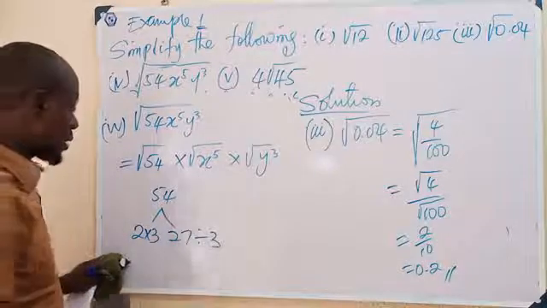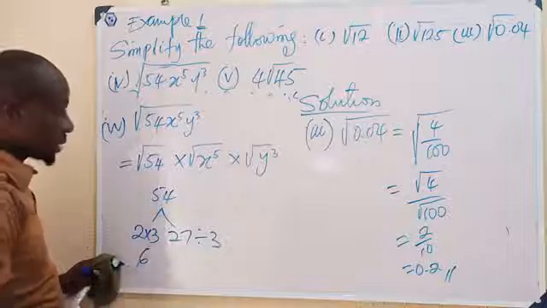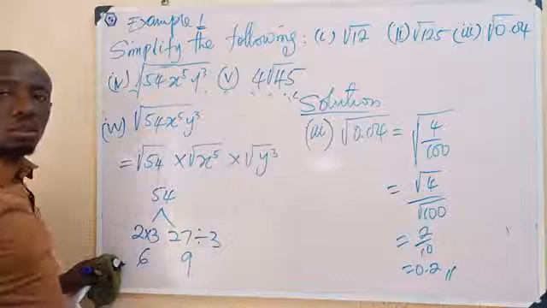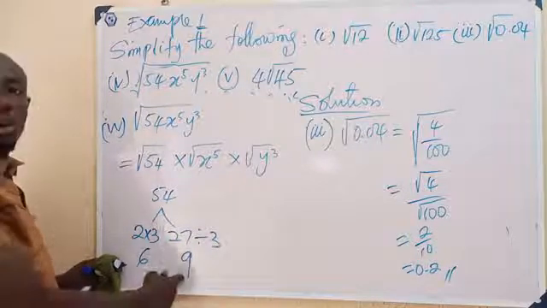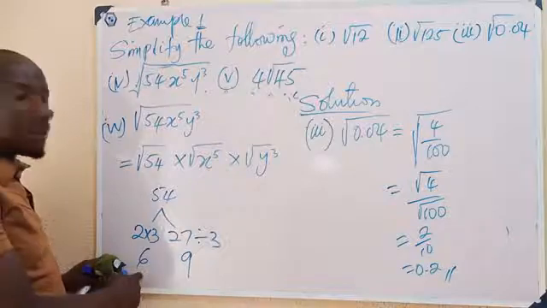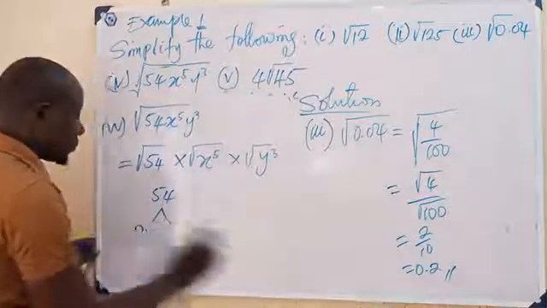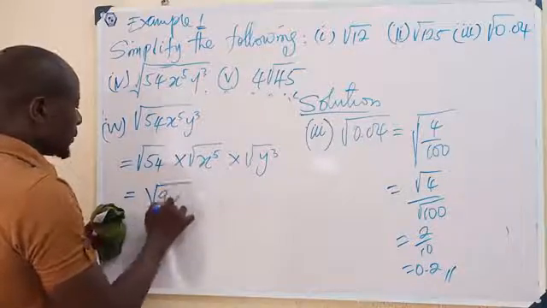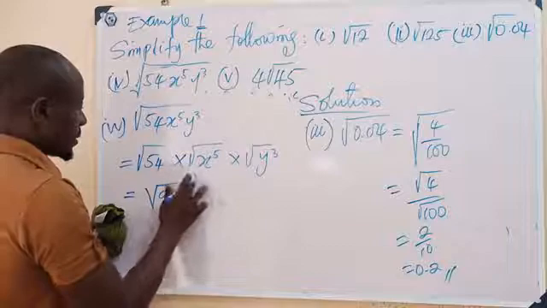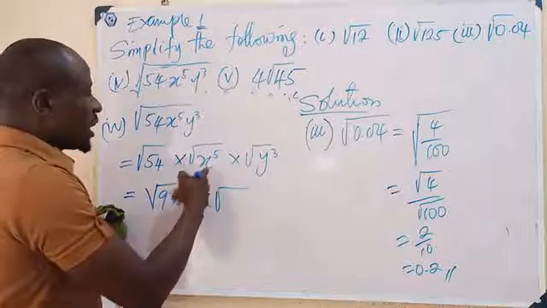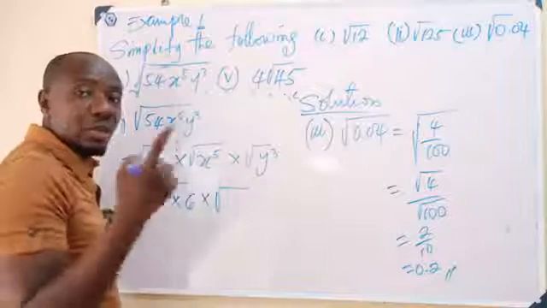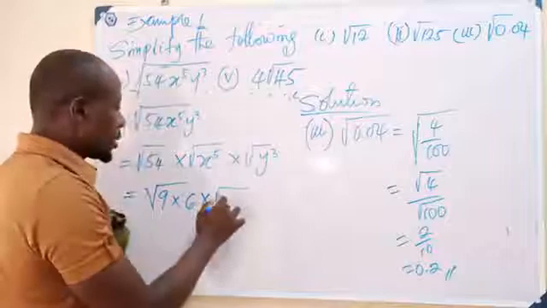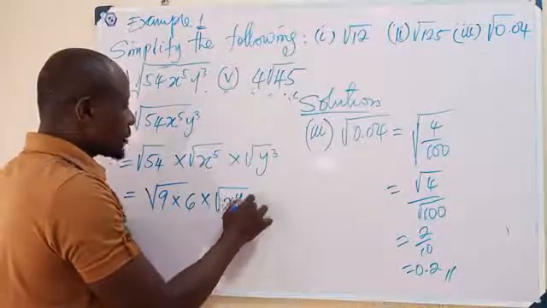So if you do that, this is what you are going to get. 2 times 3 will give us what? 6. 3 divided into 27 will give us what? 9. 9 times 6 will still give you what? 54. And 9 is a what? A perfect square. 6 is a basic surd. So this will give us root 9 times 6 times this x raised to the power 5. You break it down into a power that is a perfect square and a power that is a basic surd. That is x raised to the power 4 times x raised to the power 1.